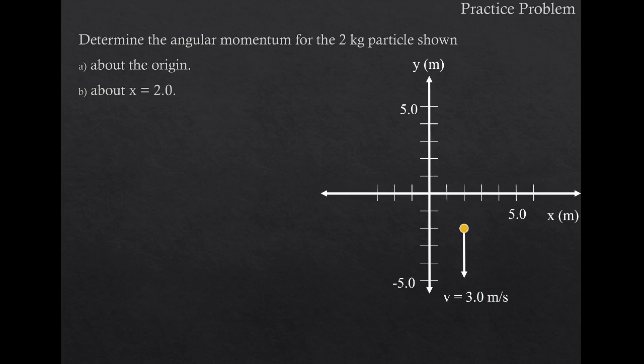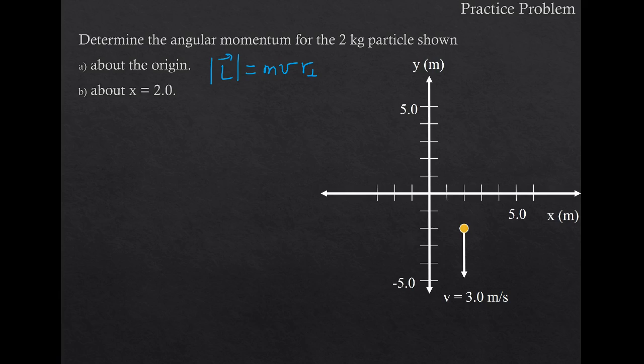Okay, so now what we want to do is find the angular momentum for this 2 kilogram particle. And there's two ways of setting this up. We can show that the magnitude of this angular momentum is going to be equal to the mass times the speed times the component of the radius which is perpendicular to that velocity. Okay? And let's just back up a second.